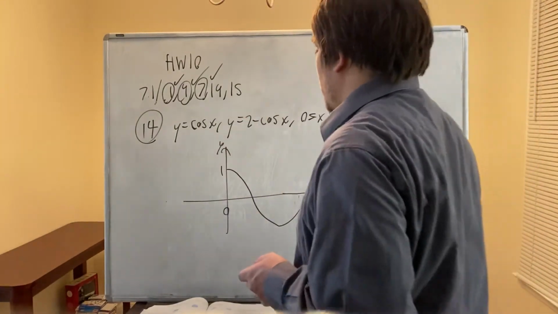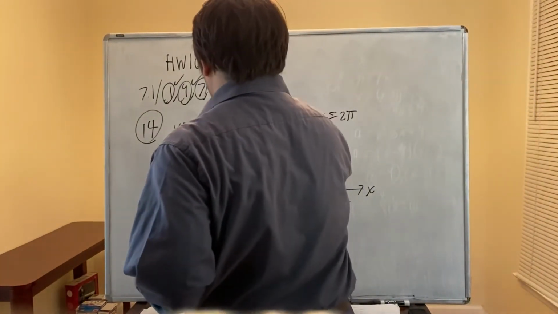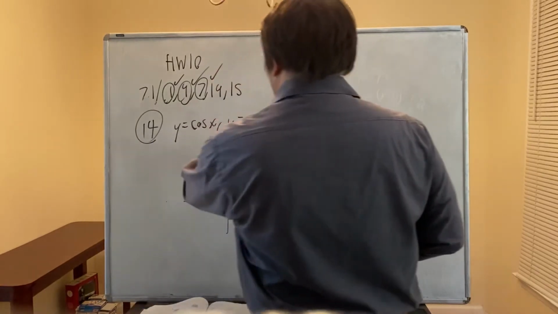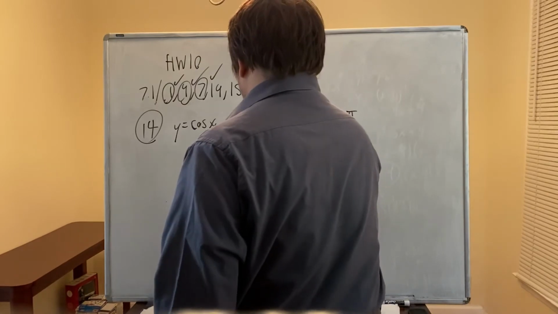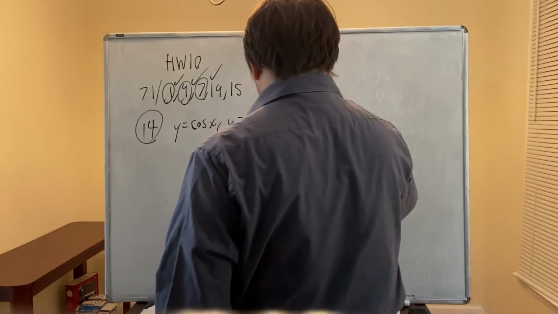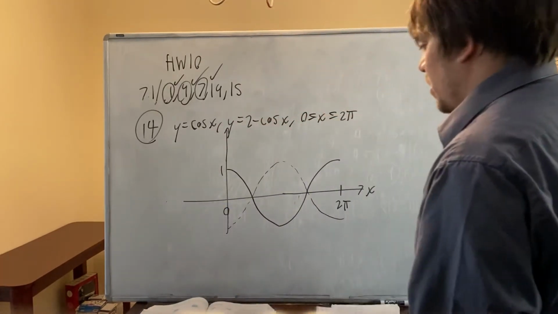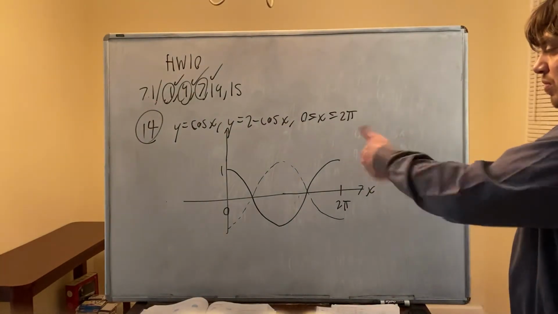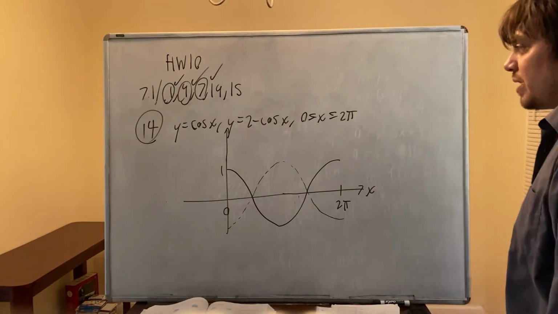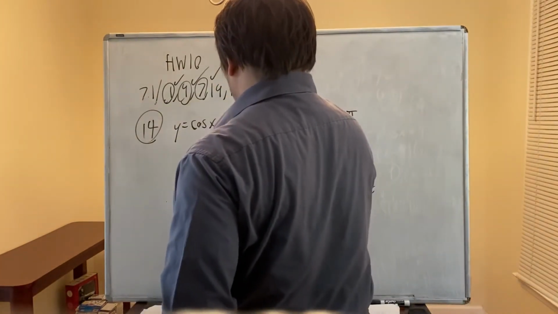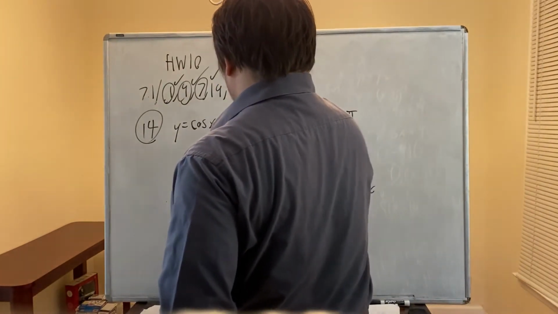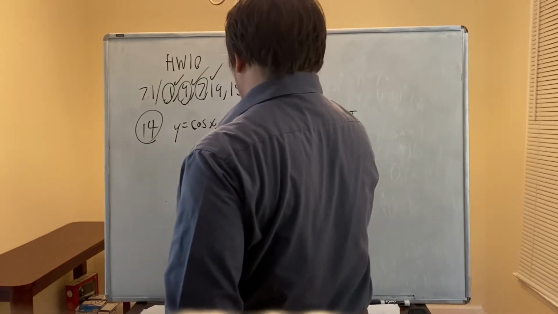And then 2 minus cosine x. So minus cosine x, you just reflected it about the x-axis. That would be negative cosine x, and you would just translate it up by 2. So let's say that's 3 here. That's from 1 to 3.